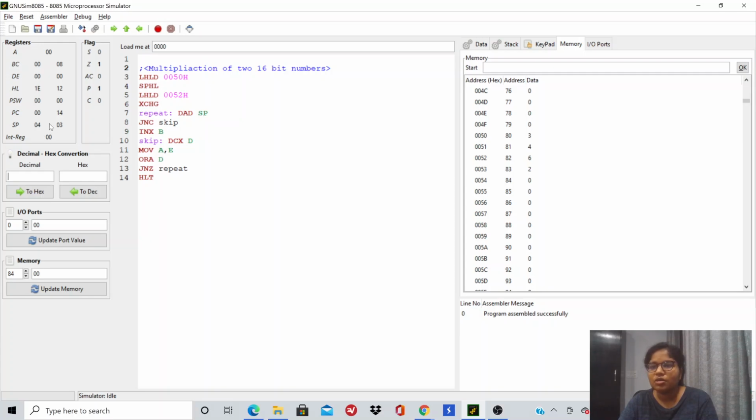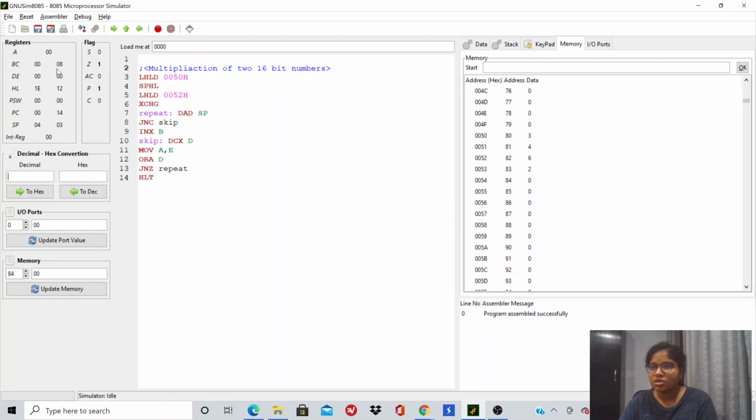first notice that the values have been changed. We can see that SP is containing the number 0403, and D was initialized with the second number, that was 0206, but now it has gone to 0. That was the condition for our program halt. And our result was to be calculated in BC and HL. So BC is containing the higher bytes of our result and HL the lower bytes.